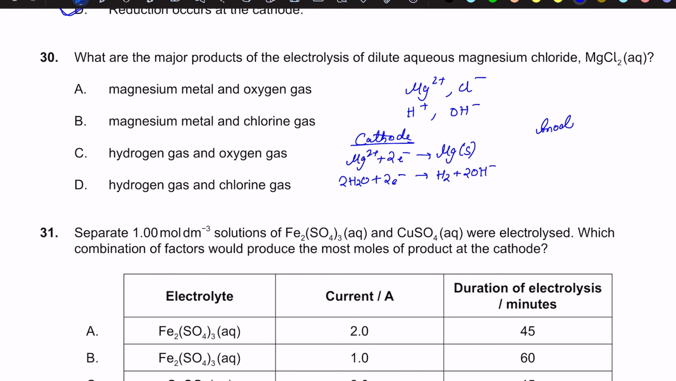And at the anode you will have these two reactions. Twice Cl minus gives you Cl2 plus 2 electrons, or twice H2O gives you O2 plus 4H plus plus 4 electrons. Okay, now you have a dilute solution, right? In a dilute solution you have a very large amount of H2O, right? So what happens is, in this case, only the reactions of water, the reactions of H plus and OH minus, will go through. As a result, H2 gas and O2 gas will be produced, which makes C the right answer to question 30.